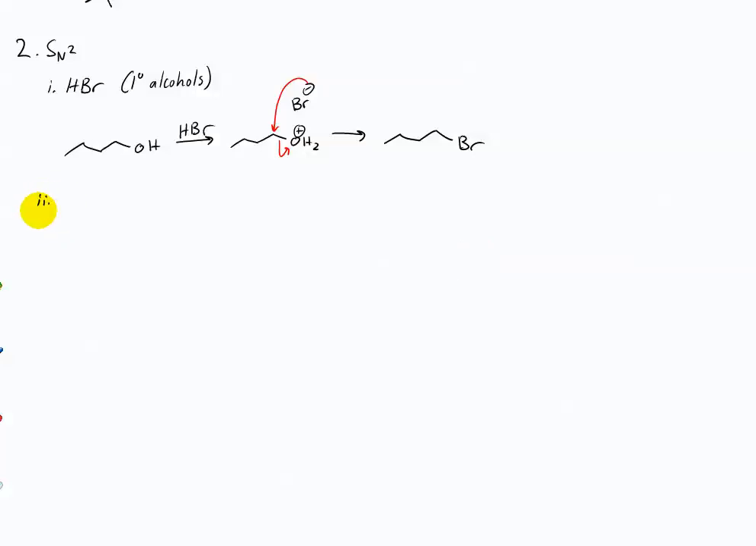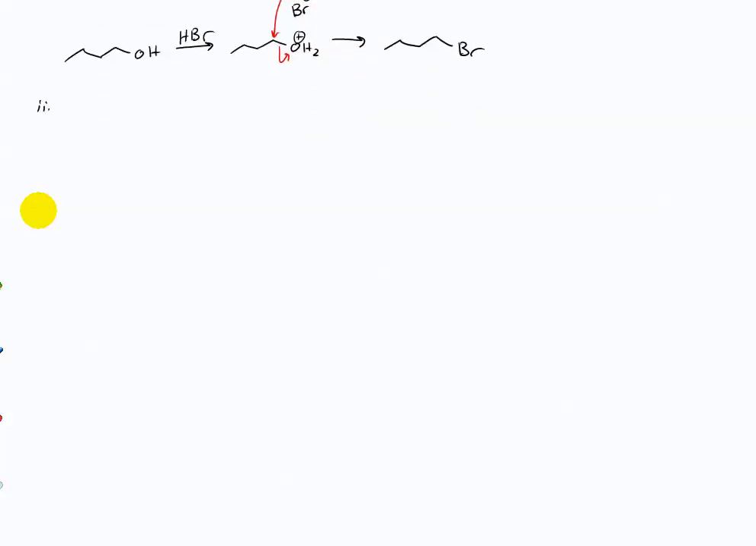The first one is we're going to talk about using a tosylate. And this is going to be important because of the stereochemical significance. So let's say you have an enantiomerically pure R-2-butanol. What happens to the stereochemistry if I make a tosylate?